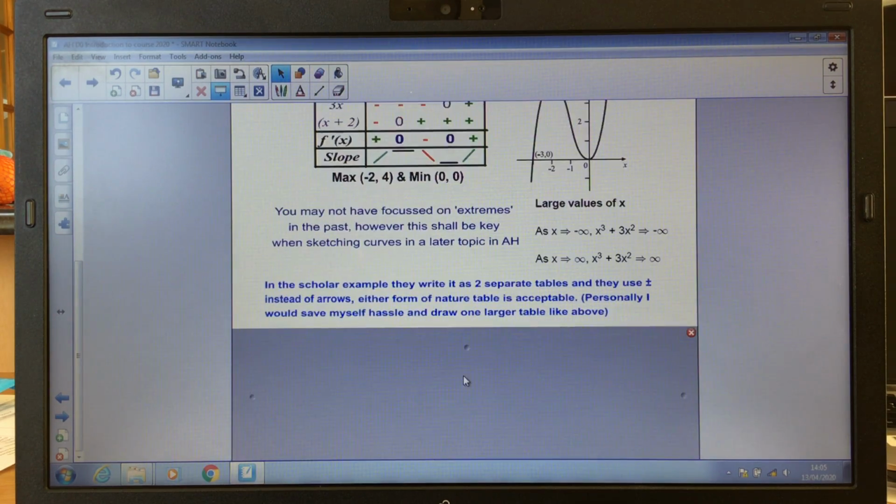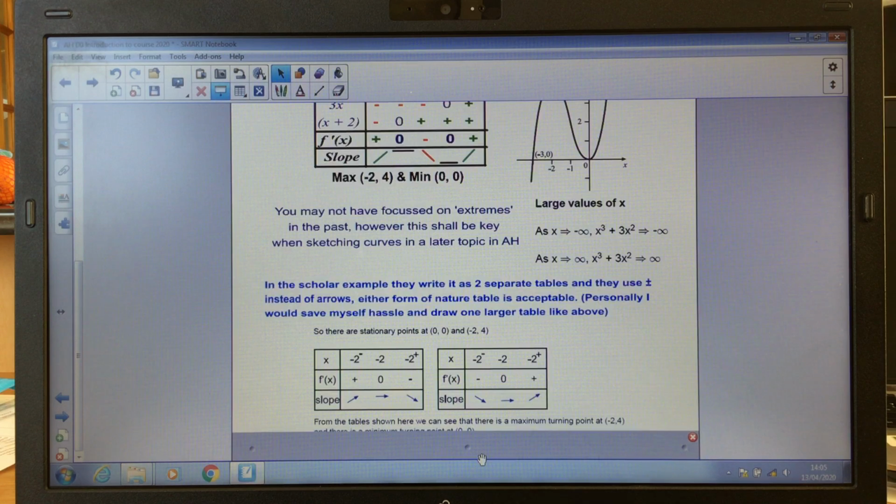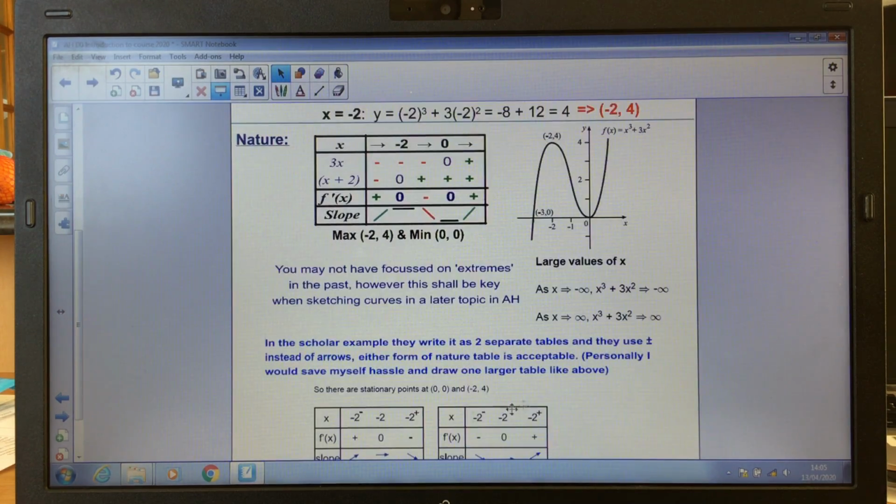Okay, in the Scholar example in the textbook, you'll also see that they use pluses and minuses here instead, and they use two separate tables in the example. It doesn't matter, you do whatever is nicer for you. You won't have to go up and down like that in the PDF. The whole thing should appear on the one page.